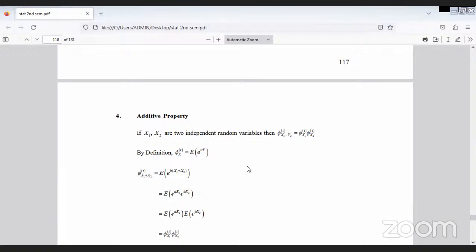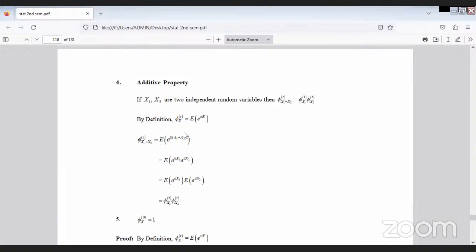Yes, sir. In the characteristic function, phi of x at t is equal to e power itx. So phi of x1 plus x2 at t is equal to e power it(x1 plus x2). I am taking it as a multiplication here, e power itx1 into e power itx2. Taking the common here, e power itx1 into e power itx2. We can write phi of x1 into phi of x2 at t.